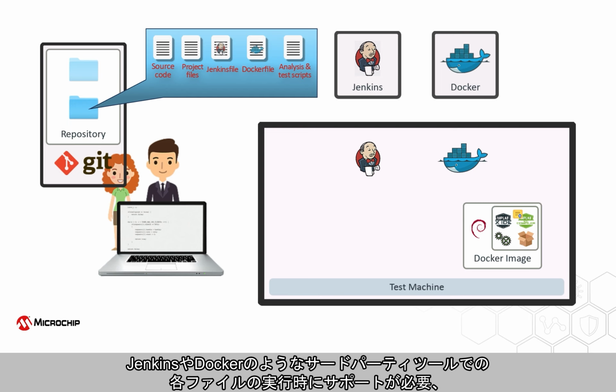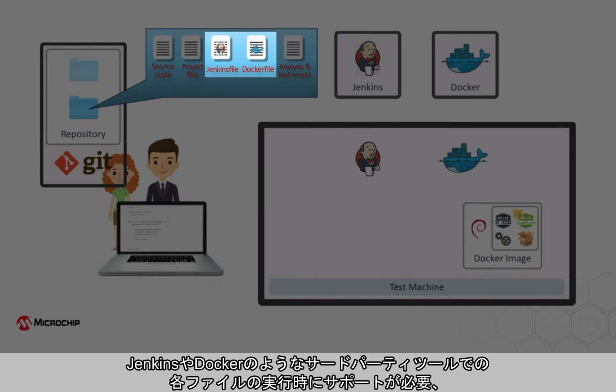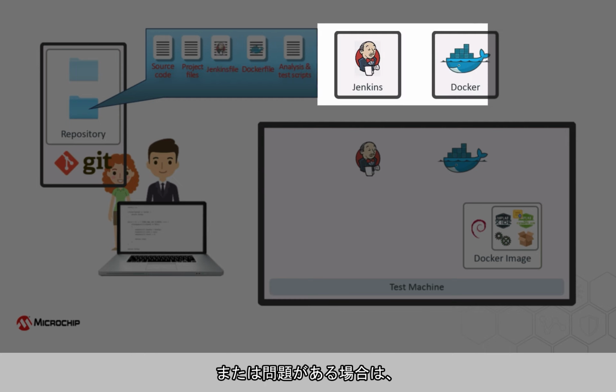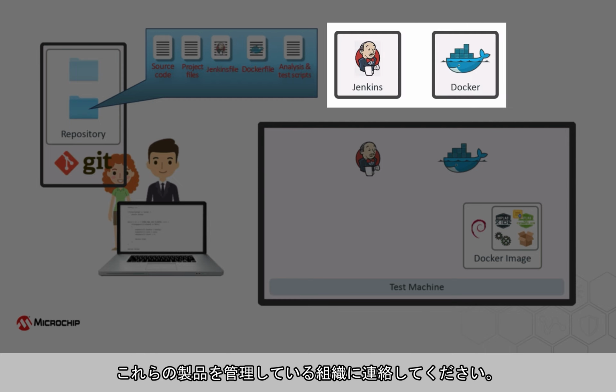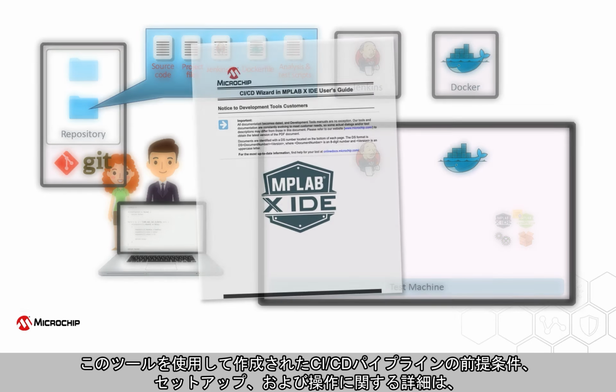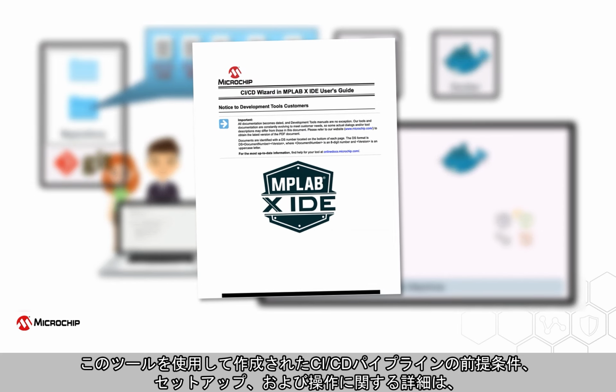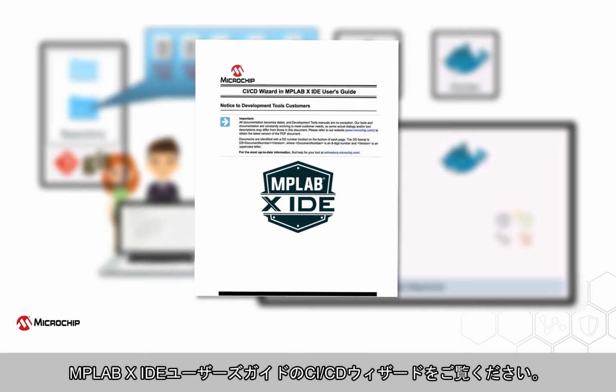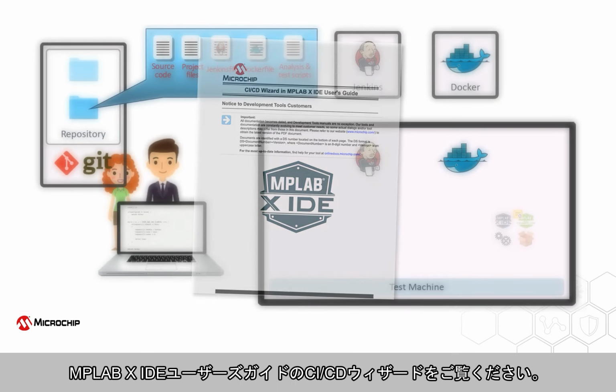If you need assistance or experience issues with the execution of these files in third-party tools like Jenkins or Docker, ensure you contact the organization responsible for these products. Full details about the prerequisites, setup, and operation of CI/CD pipelines created using this tool can be found in the CI/CD wizard in MPLAB X IDE User's Guide.